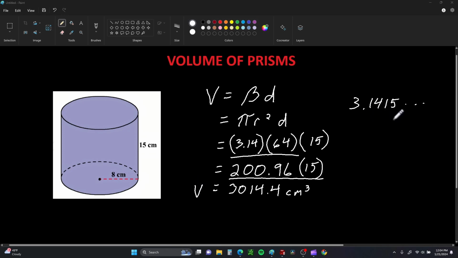So if your calculator has a button that is pi, your answer is actually going to be a little bit bigger than this. So just be aware if your teacher wants you to use an exact value for pi, then you're going to have to use a calculator with the pi button.